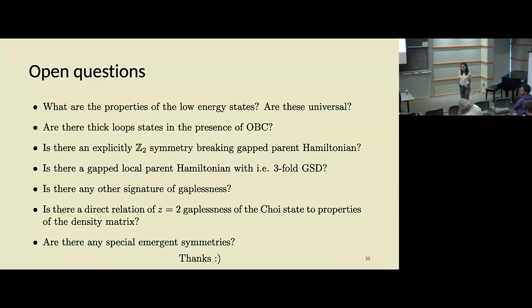Actually, assuming no emergent symmetries like U(1), do you expect this gapless phase can be described by Xiaogang's prescription, like a 3D Z2 gauge theory? And yeah, I don't know. Because this is z equal to 2, z equal to 2 is more complicated. So I don't know how to do this z equal to 2.